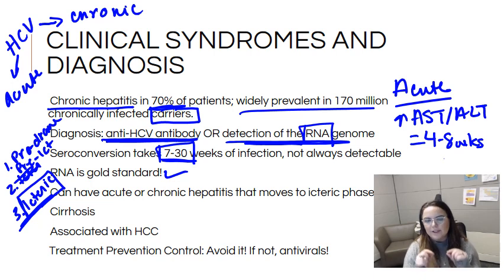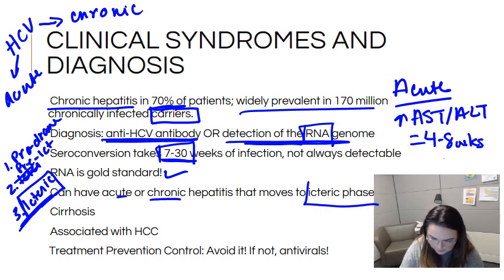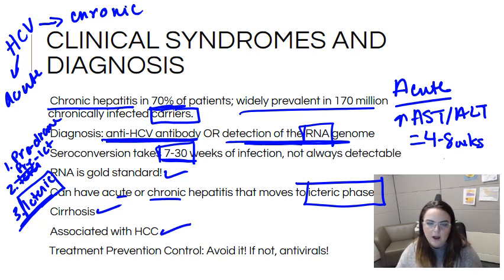If the RNA levels are remaining the same, it could indicate that if you haven't been treating them, it's gone chronic and they have lost that acute battle and they should begin therapy, or that you need to maybe change their therapy, okay? So like I said, you can have acute or chronic hepatitis that moves into that icteric phase. Sometimes we do see cirrhosis, and this one is highly associated with hepatocellular carcinoma.